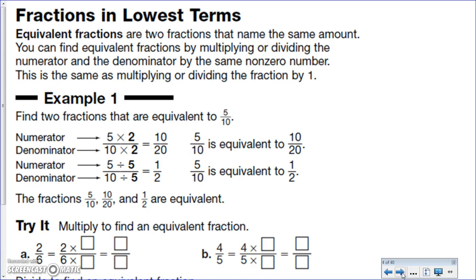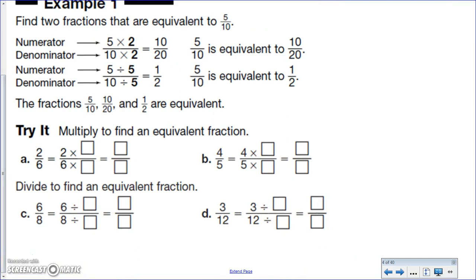You can also find equivalent fractions by dividing. So for the second example, they did 5 divided by 5 and 10 divided by 5, which got it down to 1/2. So our new numerator is 1, our new denominator is 2. 1/2, 5/10, and 10/20 are all equivalent fractions.